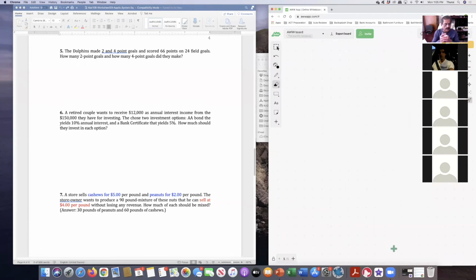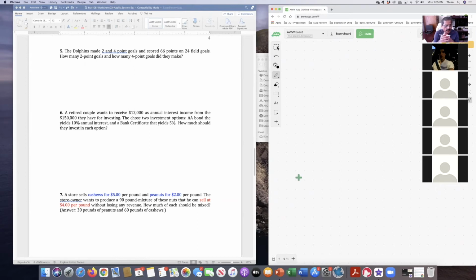Okay, this one is maybe a little bit trickier than the other ones, so let me go a little bit slower on that. A store sells cashews for $5 and peanuts for $2 per pound. So if they sell the cashews directly, they'll be getting $5 per pound. If they sell the peanuts directly, they'll get $2 per pound.